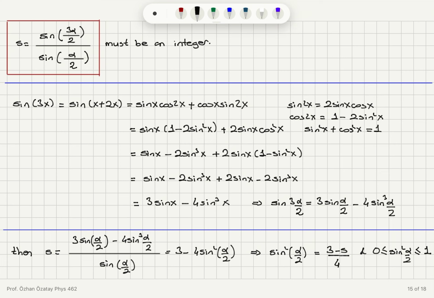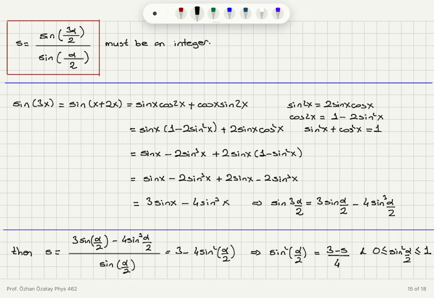So sine 3 alpha over 2 becomes 3 sine alpha over 2 minus 4 sine cube alpha over 2. So this ratio S, sine 3 alpha over 2 to sine alpha over 2, becomes 3 sine alpha over 2 minus 4 sine cube alpha over 2, divided by sine alpha over 2. Sine alpha over 2's cancel, I get a 3, and I get a minus 4, and instead of sine cube, it becomes sine square alpha over 2. So you can see that sine square alpha over 2 is 3 minus s over 4.